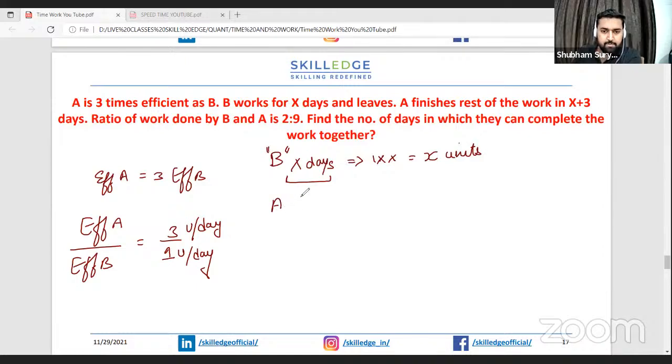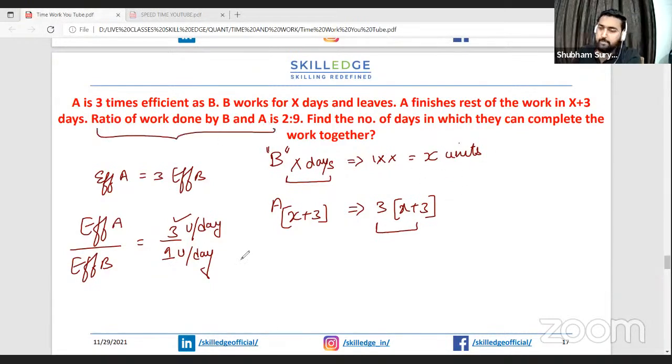If I talk about the person A, A finishes the rest of the work in X plus 3 days. So person A works for X plus 3 days. Every day the person can do 3 units of work, guys. So the amount of work done by the person A is going to be the amount that could be done every day into the number of days. This is the amount of work done by A in X plus 3 days. Now we have been given the ratio of this work done. So work done by the person B divided by work done by the person A is already given as 2 divided by 9.